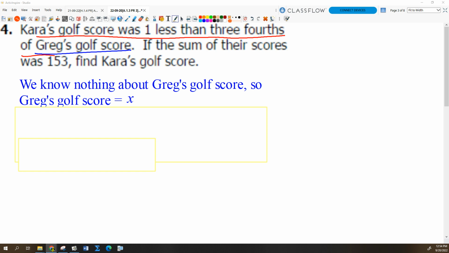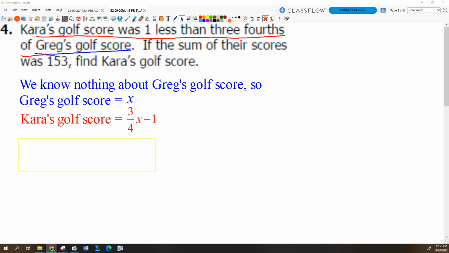Okay, but it doesn't say 3/4 of the sum. It says it was 1 less than 3/4 of Greg's golf score. What is Greg's golf score in our problem now? That's X, isn't it? That's our unknown. How could I say that then? How could I say that red sentence? 1 less than 3/4 of X, because that's Greg's golf score. There you go, right? Couldn't I just do that? 3/4 times X. When we see the word of, that means times. Almost always that means multiplication. So 3/4 of X minus 1. There's our 2 scores, agreed?